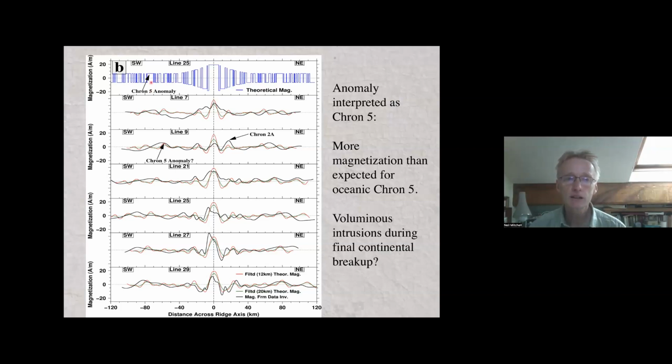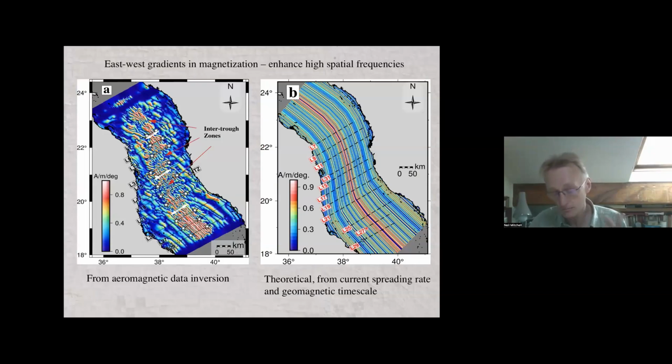If you use a long wavelength model, you end up destroying this anomaly because the negative magnetizations cancel the positive magnetizations. So it appears that this is a feature that has a lot of magnetization, if you like, more than you would expect from seafloor spreading. Could it be a lot of intrusions at the time of breakup, which is our question? We can't prove this because we don't have quality magnetic data or seismic data to look at it.